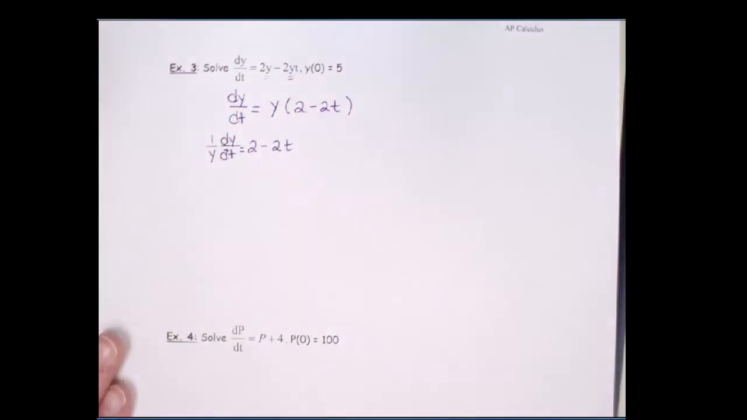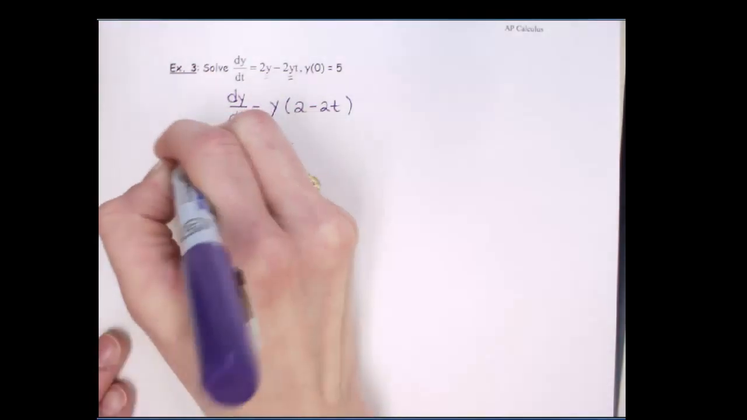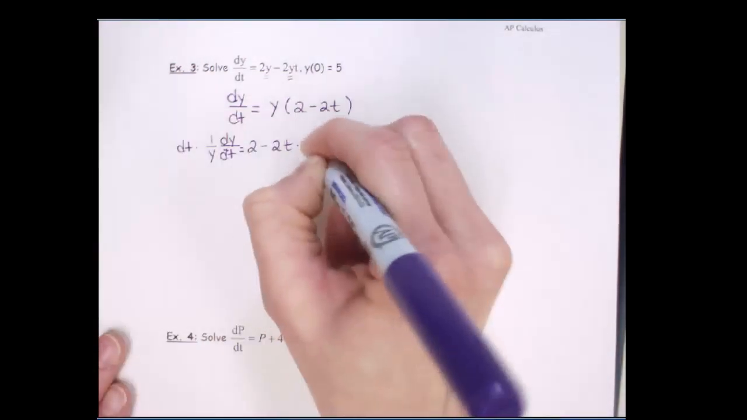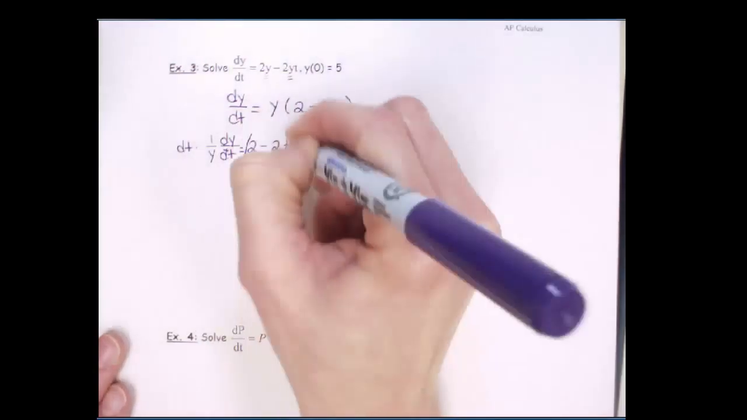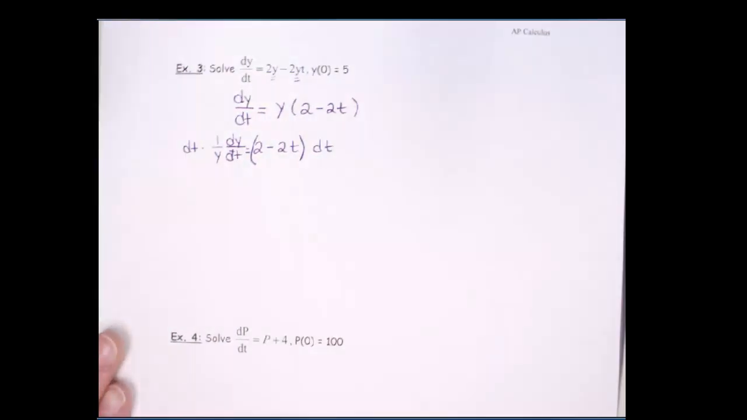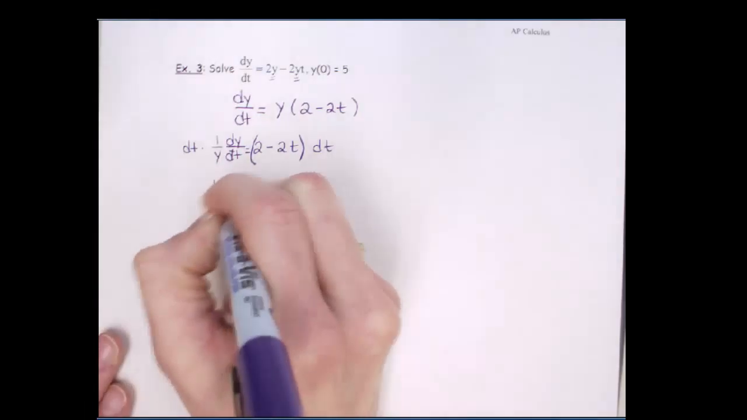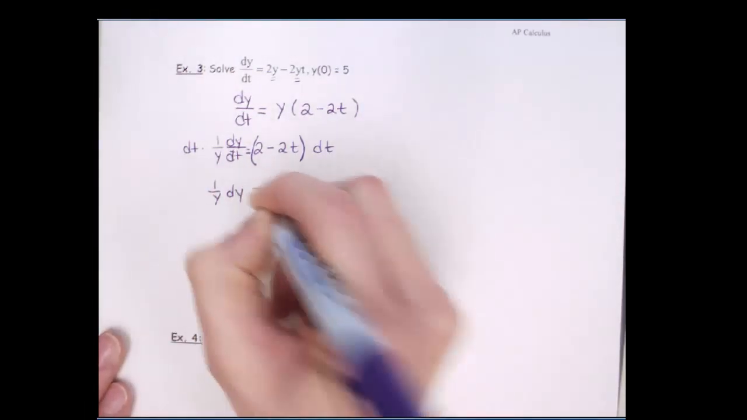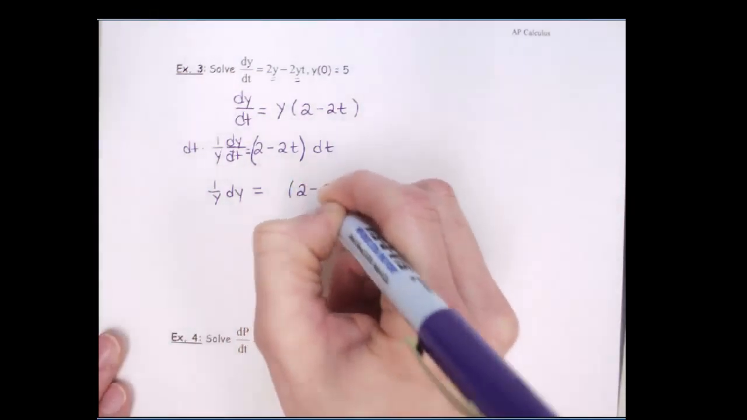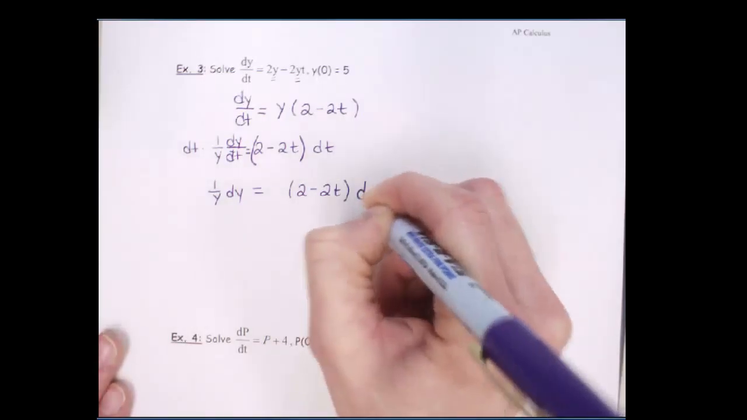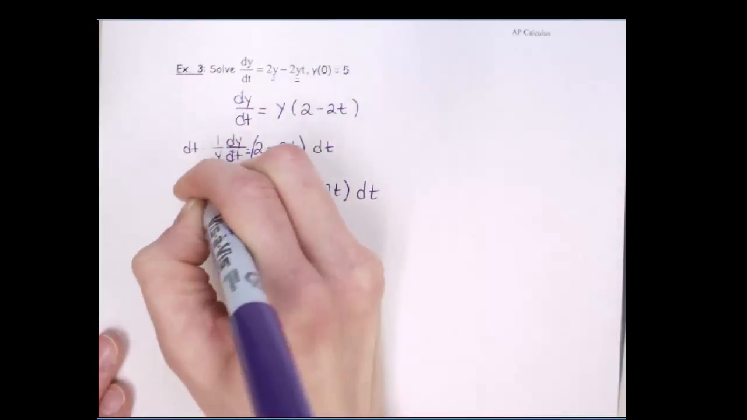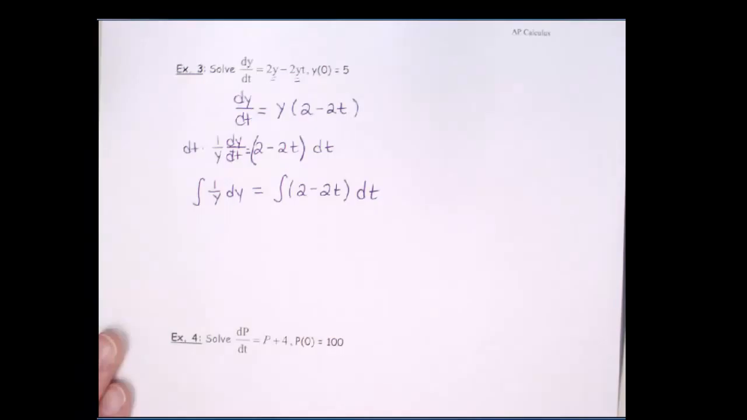Okay, and then the next step is to move that dt to the other side. So I'm going to put parentheses around this because it's dt times all of that, 2 minus 2t. So I have 1 over y dy equals 2 minus 2t dt. And then I add my integral symbols to tell me to find the antiderivative.